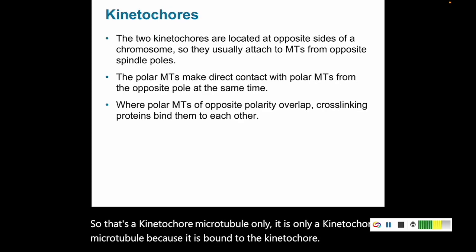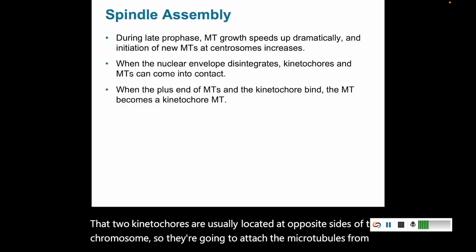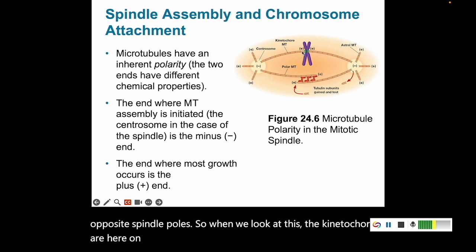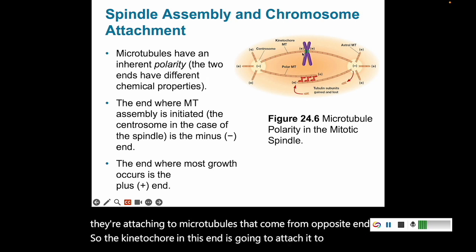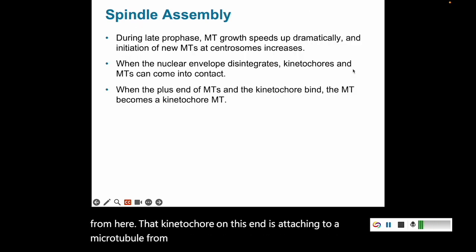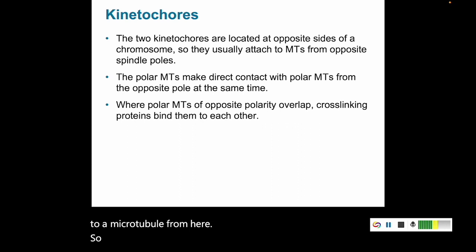The two kinetochores are usually located at opposite sides of the chromosome. So they're going to attach to microtubules from opposite spindle poles. So when we look at this, the kinetochores are here on opposite ends of the chromosome, and so they're attaching to microtubules that come from opposite ends. The kinetochore on this end is attaching to the microtubule from here. The kinetochore on this end is attaching to a microtubule from here. So they're attaching to opposite spindle poles.